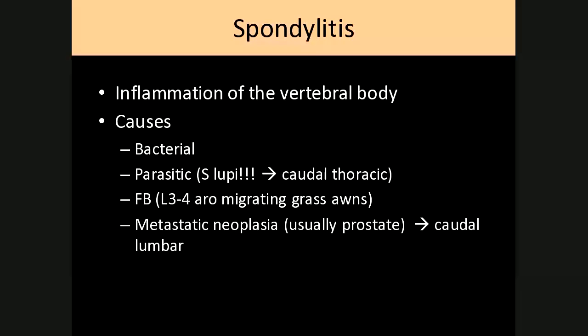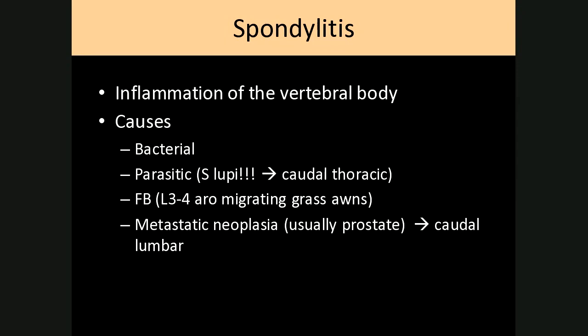Okay, spondylitis is the next condition, and this is not the same as spondylosis. So it's very important to get the terminology right here, because the two are very, very different conditions. Spondylitis is inflammation of the vertebral body, and it has multiple causes. Bacterial is one of them, parasitic, especially Spirocerca lupi, which is very, very common in South Africa.